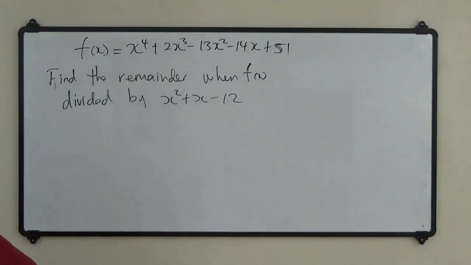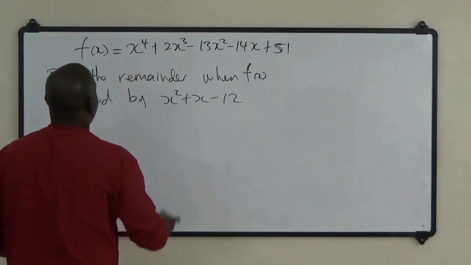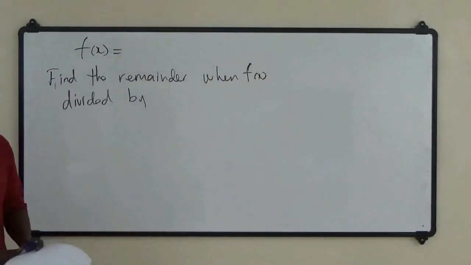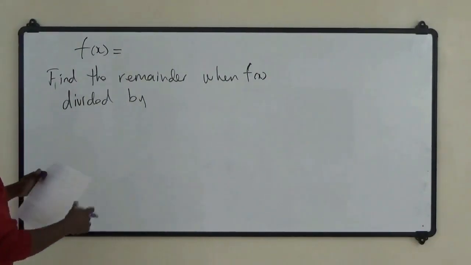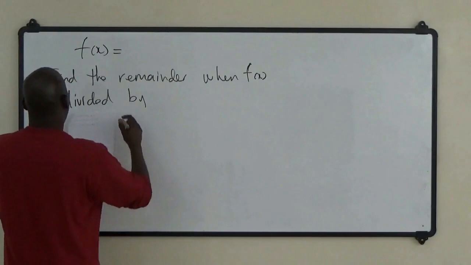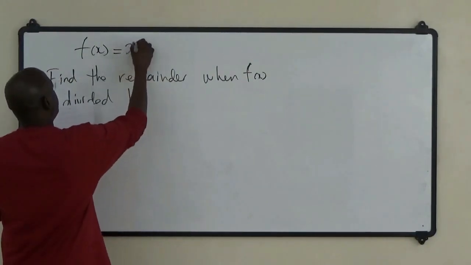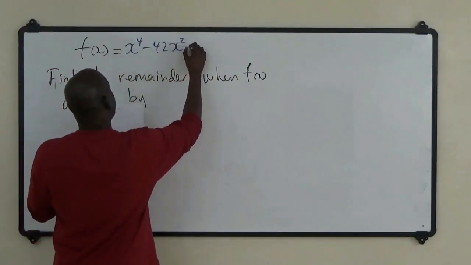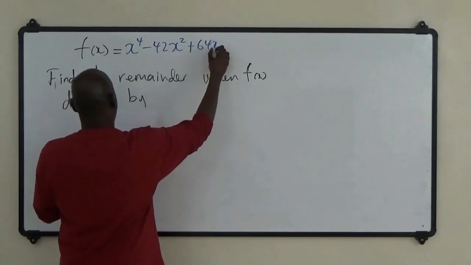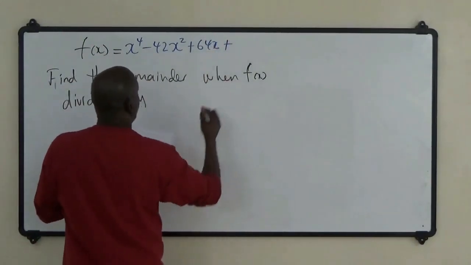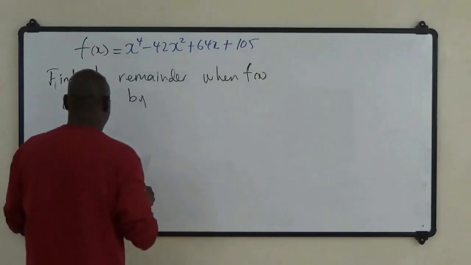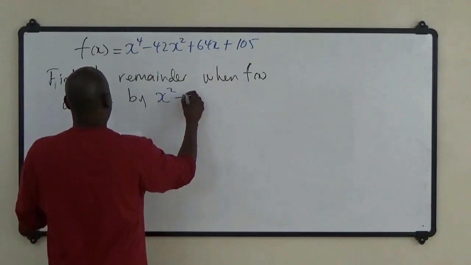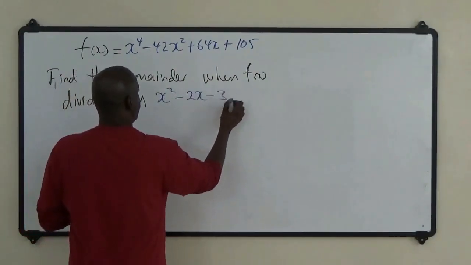So again, using the previous question that we would have worked out before, we just make the change here, and we make the change here. And we say, just as we did in the last video, we want to find the remainder when f of x equals x to the power of 4 minus 42x squared plus 64x plus 105 is divided by x squared minus 2x minus 3.